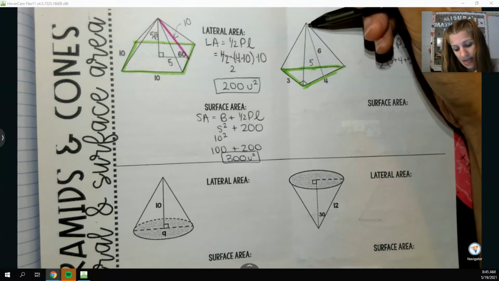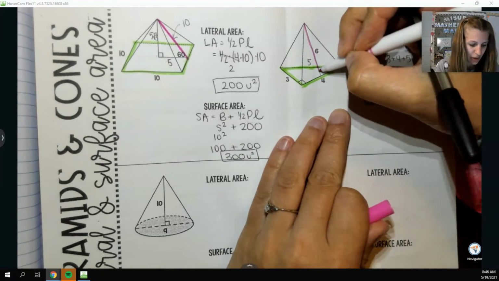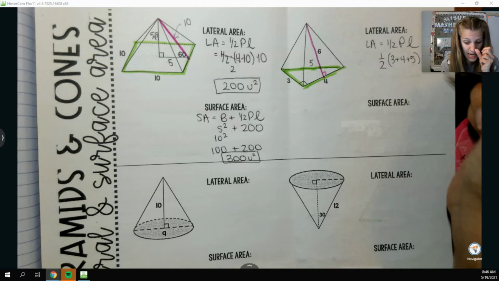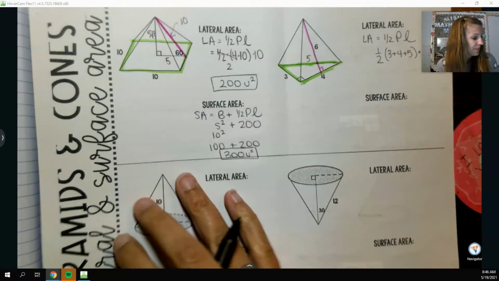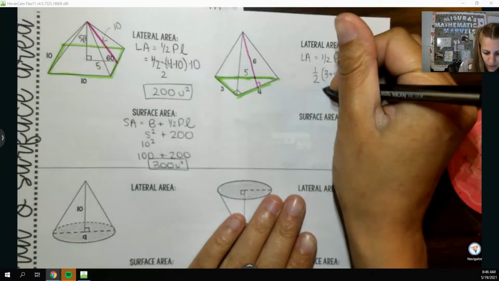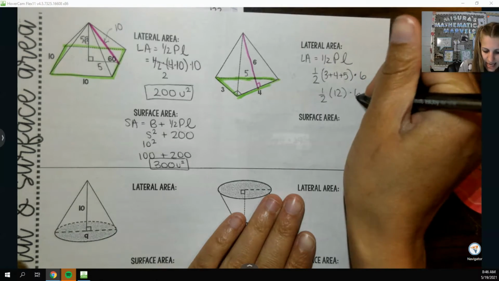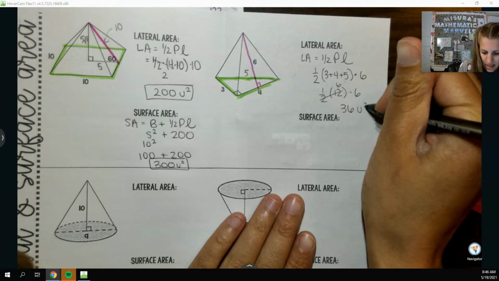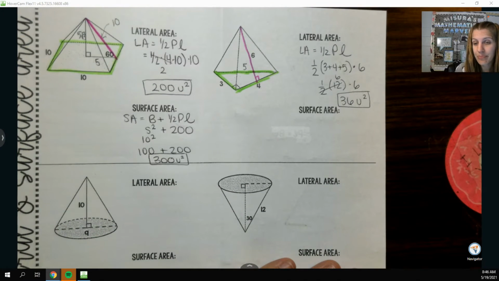Then times that slanted height, which they're just straight up showing me, is 6. So that's super nice. So we're going to want to add up what's in parentheses for 12. And then we can take half of whatever we want. And so we end up with 36 units squared for that lateral area.